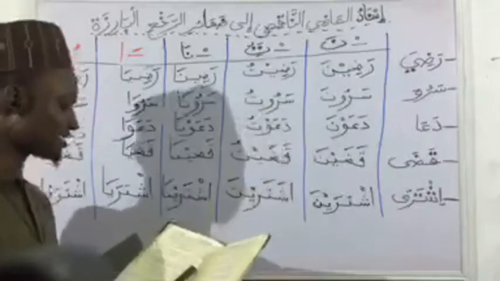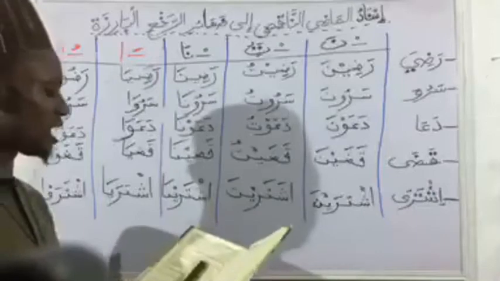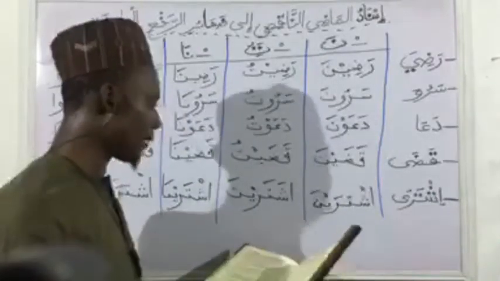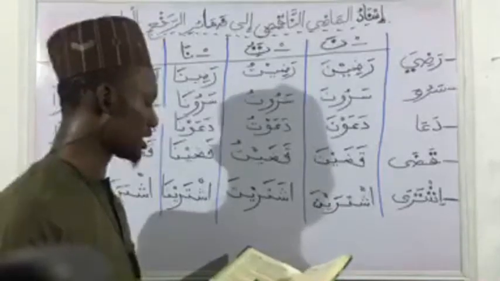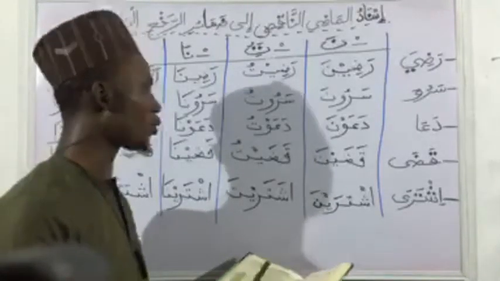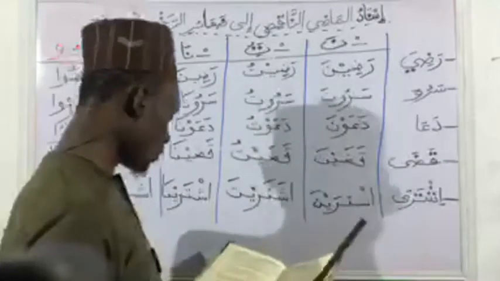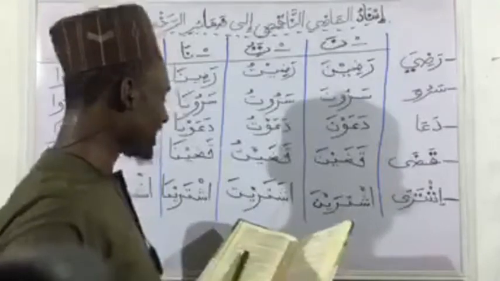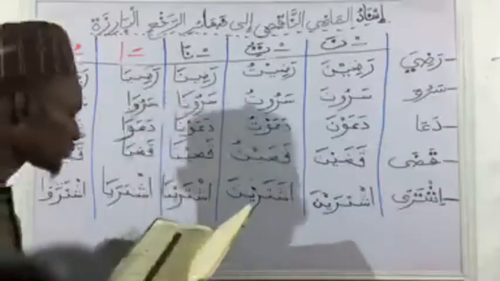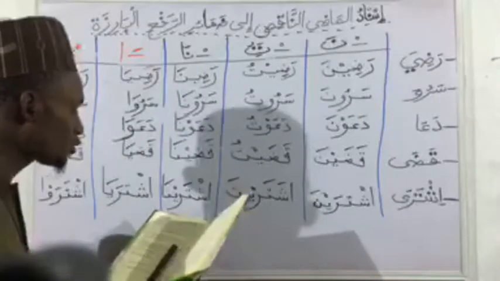The second qaida says, idha kana akhirul madi an naqis ya an awawan. When the last alphabet of a fi'l madi that is naqis is either a ya or a waw, wa usnida ila ghayril wawi min ad-dhamair, and when we now attach it, what happens? فَإِنَّهُ لَا يَحْدُثُ فِيهِ تَغْيِيرٌ. We are not going to change anything.